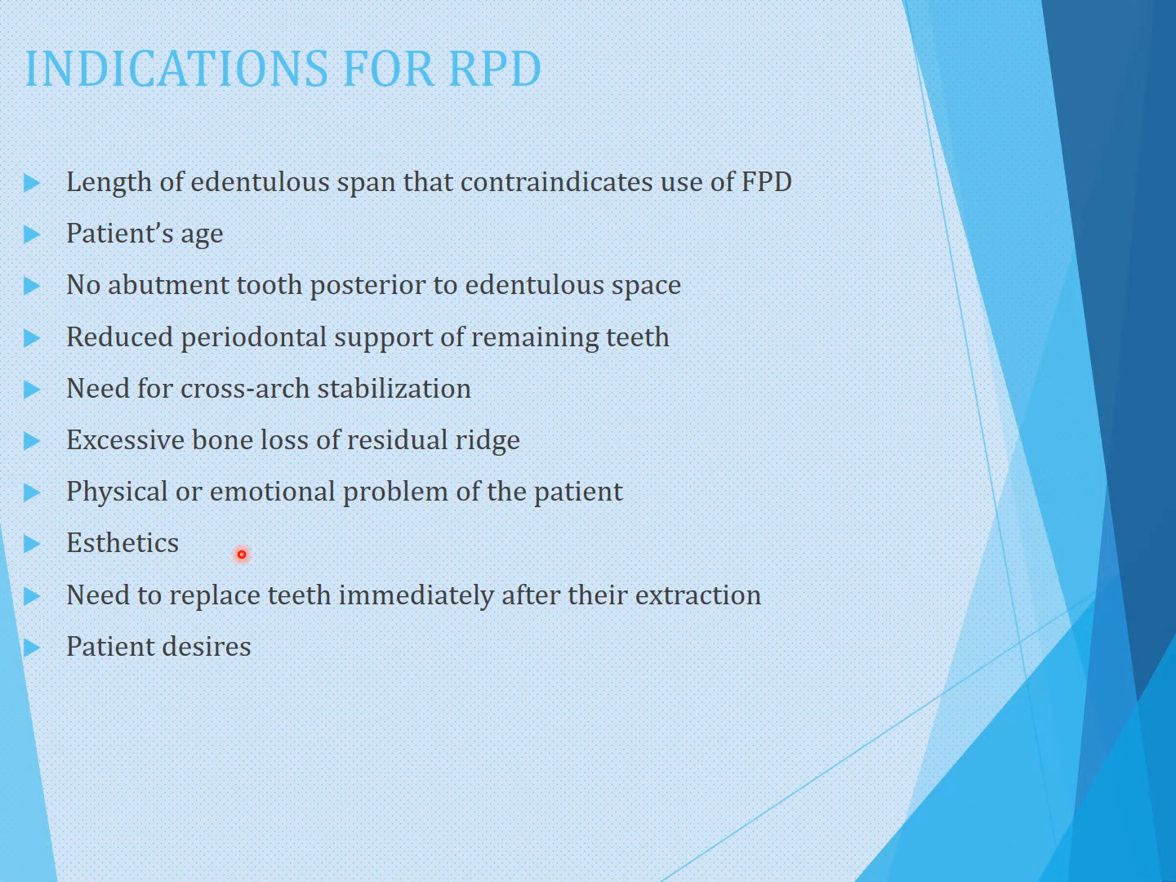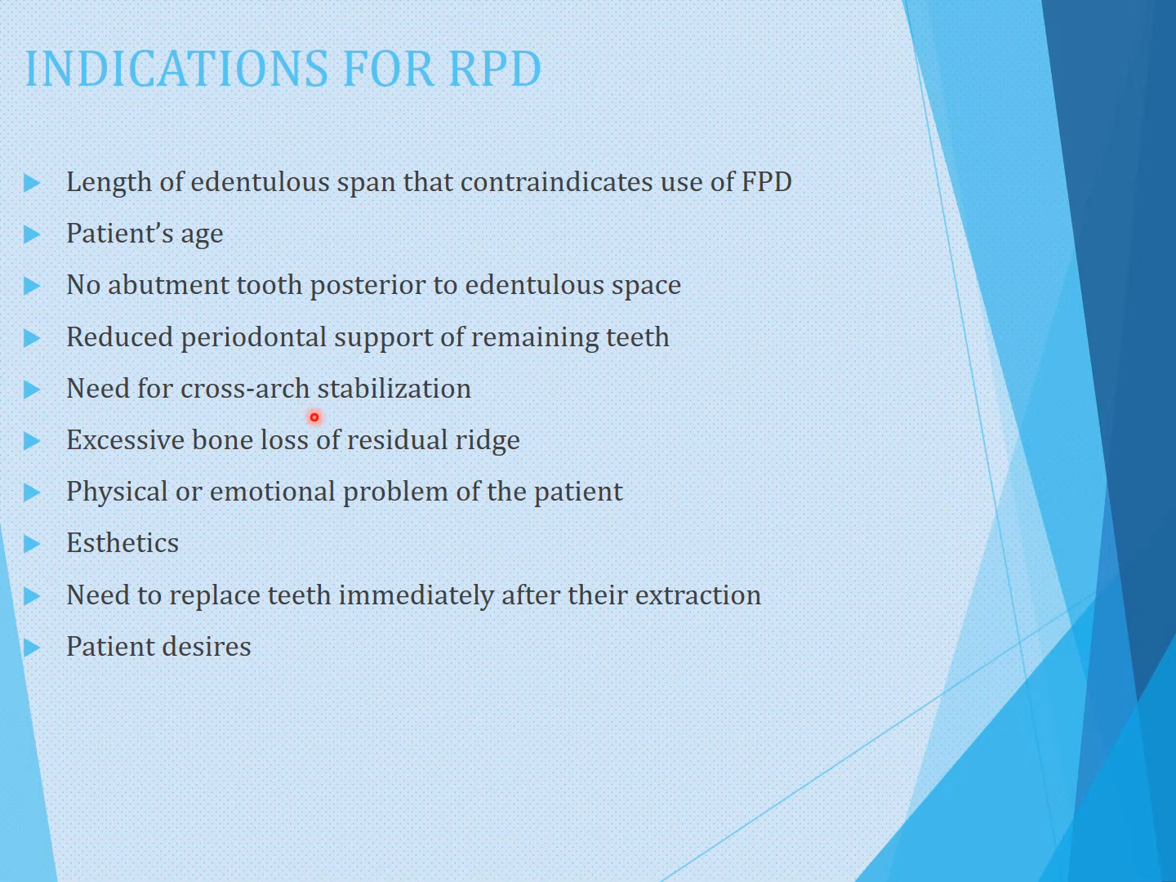Indications of RPD generally: it's the length of the edentulous span that contraindicates the use of FPD. There are in relation to patient's age, no abutment tooth posterior to the edentulous space. This is very important. If there is an abutment tooth, you can do an FPD, a 3-unit bridge. But if it's not there, you have to do an RPD. Reduced periodontal support for remaining teeth. So FPD cannot be indicated here.